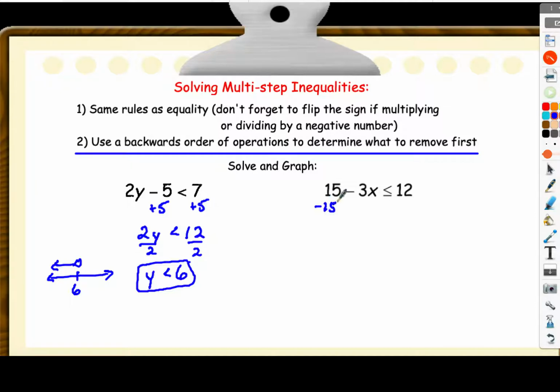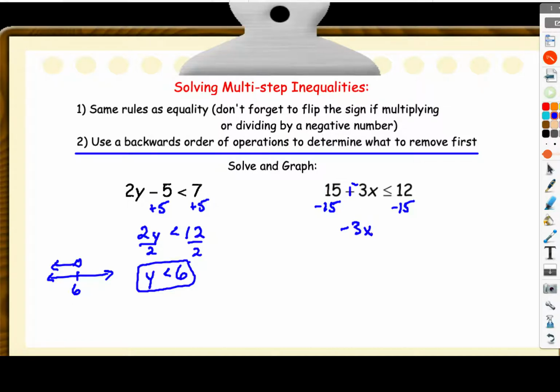Let's subtract 15. Again, looking at our order of operations, here's our variable. Multiplication, again, normally happens before subtraction does. But notice again that subtraction, that negative is also attached to the 3. If it helps you, think about that as plus a negative 3 multiplied by x. I'm really getting rid of addition. I'm getting rid of a positive 15. So I'm going to subtract 15 on both sides. That makes for a negative 3x left over.